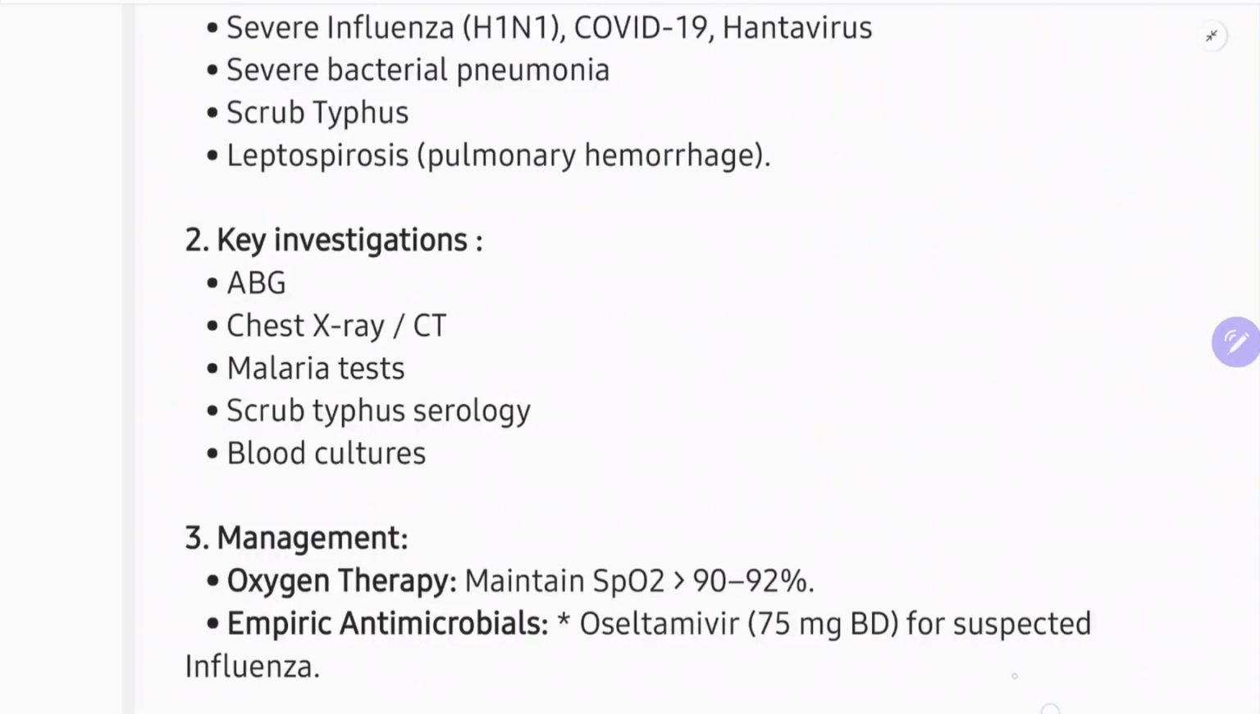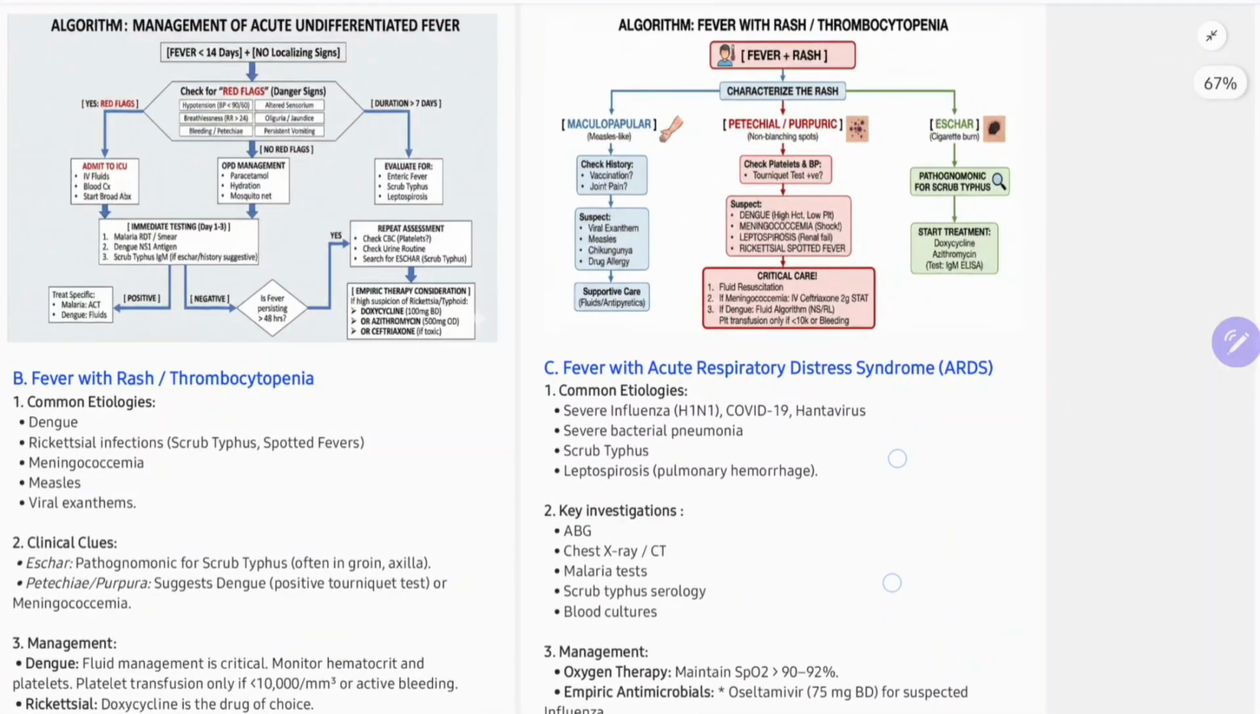Management includes oxygen therapy, maintain SpO2 more than 90 to 92%. Okay, and if the patient has chronic pulmonary disease, then saturation should be maintained between 88 to 90%. Empiric antimicrobials should be given. Okay, oseltamivir, which is an anti-influenza agent, 75 mg BD for suspected influenza in adults. In children, it is I think 6 mg per kg dose. No, it depends upon the weight. Okay, the dose of oseltamivir.